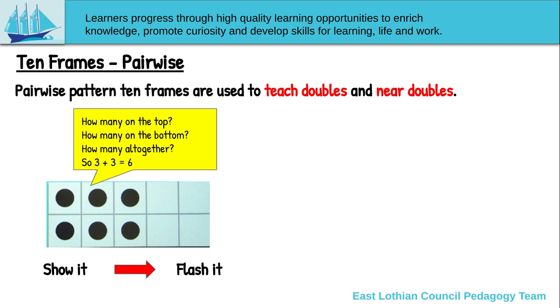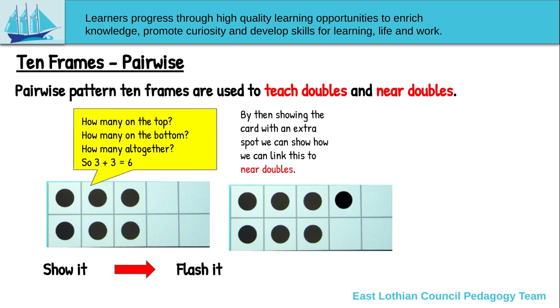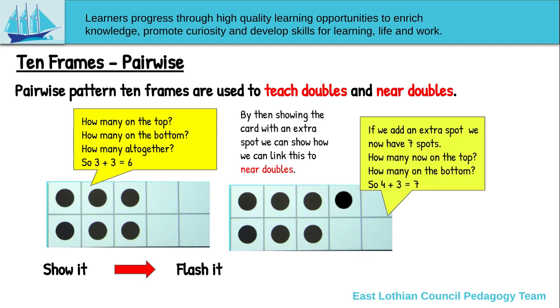Initially, you're going to focus on the double and then show how that links to a near double. So the double on the left shows the double 3, but then we add one more spot to show the near double 4 and 3, which is 7. So we ask how many on the top, how many on the bottom. 4 add 3 equals 7.